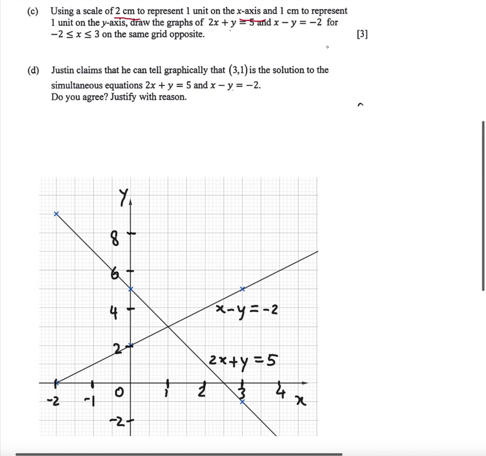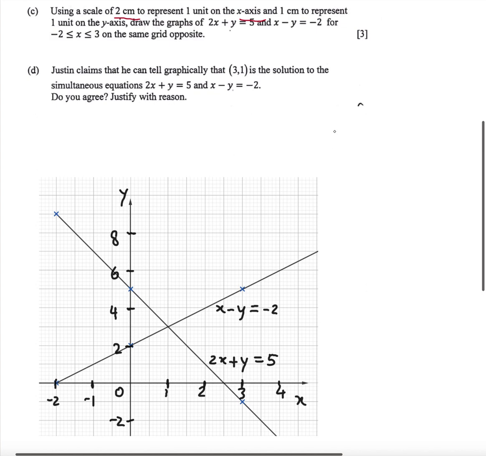And on the y-axis is 1 cm to 1 unit, which means 2 cm to 2 units. So 2 cm is the size of one big square, 2 cm representing 2 units. Right? 1 cm, 1 unit means 2 cm, 2 units. So 2 cm is the size of one big square.